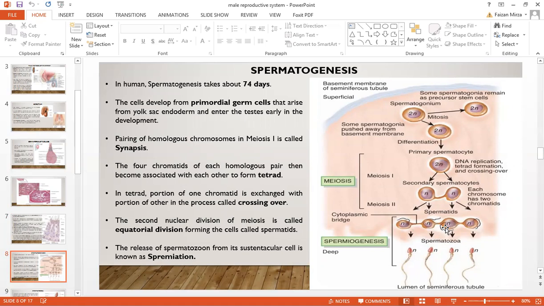These spermatids do not have any tails, so they burrow their heads here and keep on growing the tail. So spermiogenesis occurs and the mature spermatozoon will be formed.